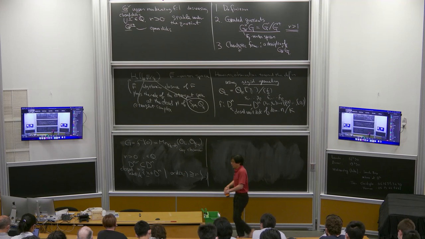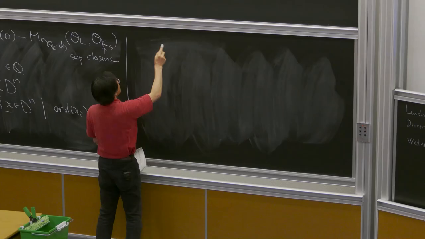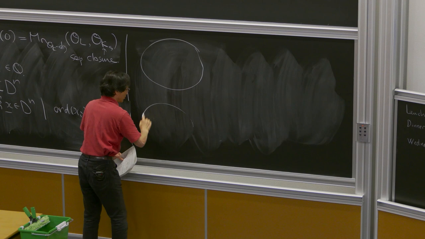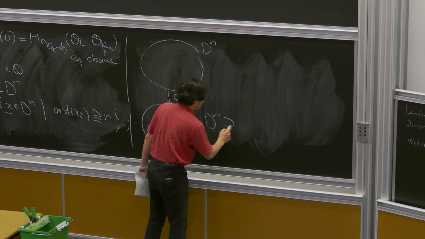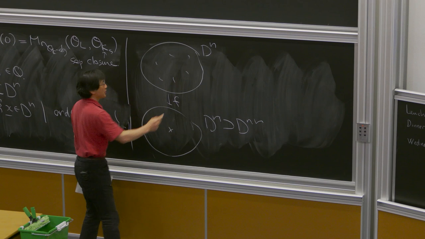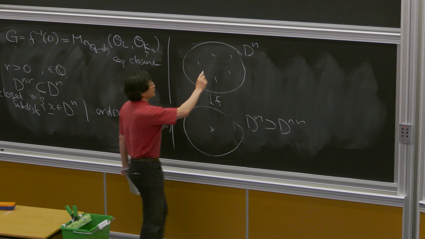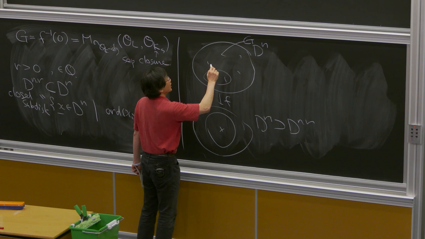Okay, so let me draw a picture. So we have upper disk and lower disk, and we have a map from D to D like this. And now we have a smaller disk. So we look at the origin, and the inverse image is finitely many points, and this is this description of the Galois group. So we have such a geometric description, and now we take this smaller disk, then the inverse image looks like this. So this is a picture.